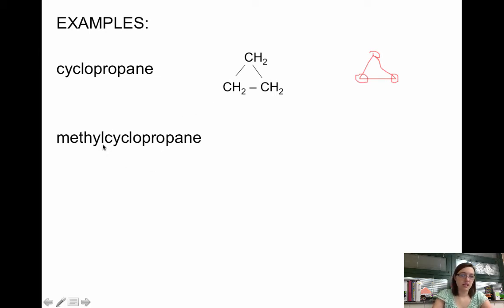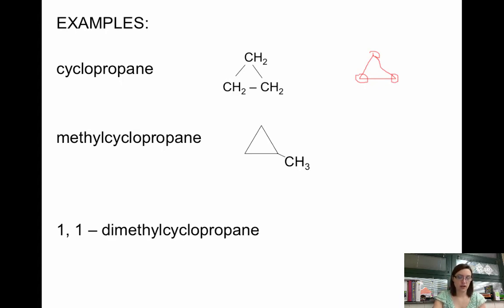Methyl cyclopropane. So this tells us that our parent is cyclopropane, but we have a methyl group off of it. Now, the reason you don't see the 1 here is because it's assumed that the substituent is going to be off of the first carbon when you number it. So methyl cyclopropane would be cyclopropane, which looks like a triangle, with a CH3 group off of it. Now you could do it up here if you wanted, you could do it over here, because you could rotate this and it could look the same no matter which way it went.